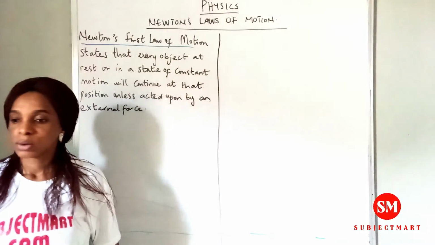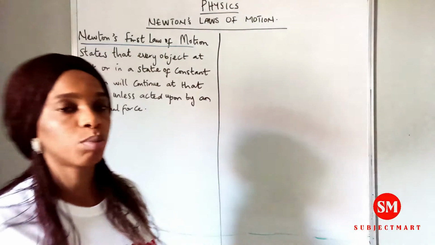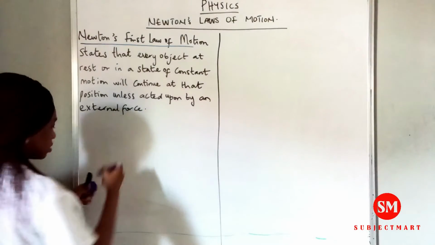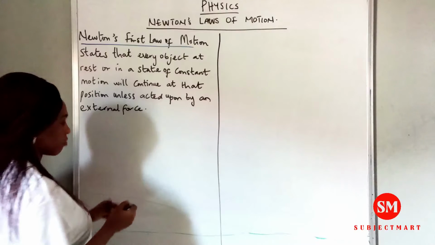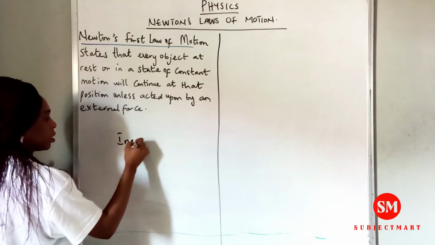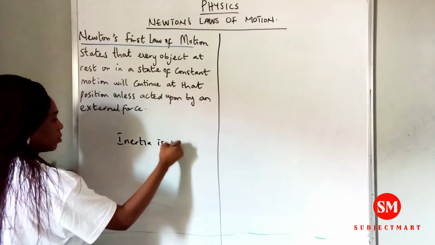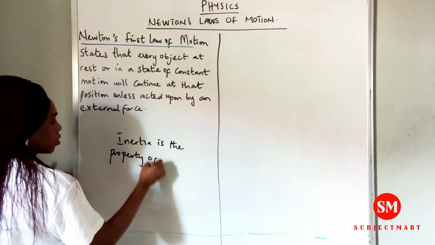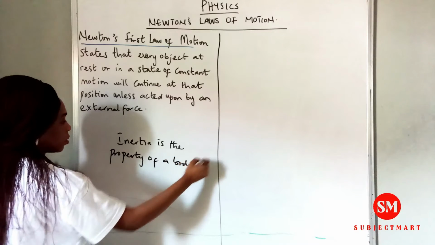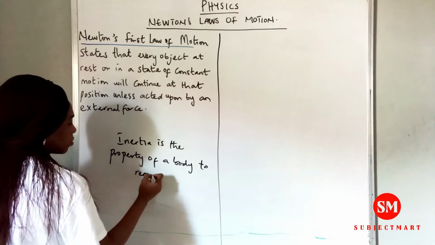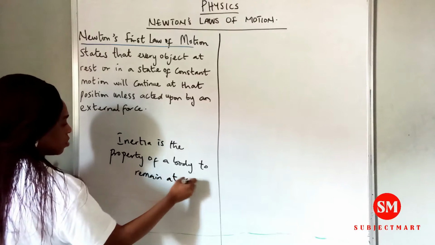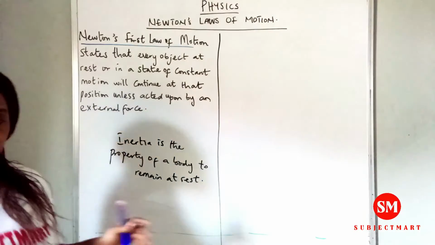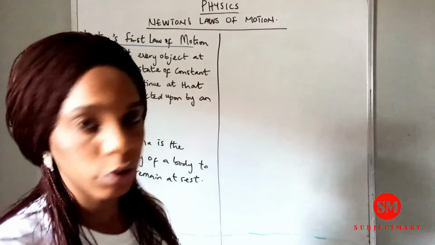Now, inertia also is the property of the body to remain at rest. Inertia is the property of a body to remain at rest. So the property of the body to be static is called inertia.